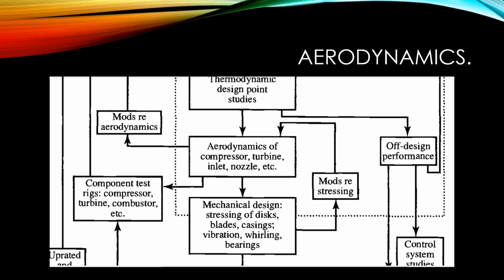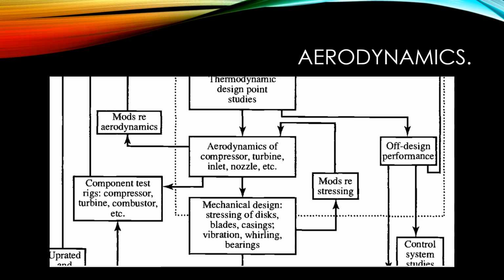The thermodynamic design point calculations, having determined the airflow, pressure ratio, and turbine inlet temperature, can be turned into the aerodynamic design of the turbomachinery. So it is now possible to determine annulus dimensions, rotational speeds, and number of stages.